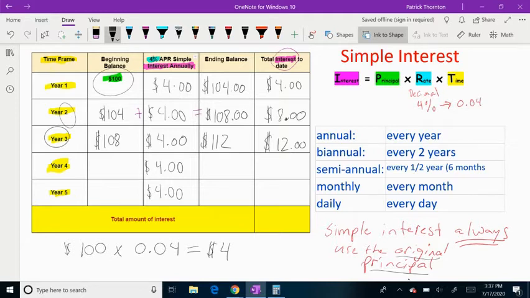In year 4, I'm starting with $112. I add my interest. The interest is $4 because it's from the original principal. And I come out with $116.